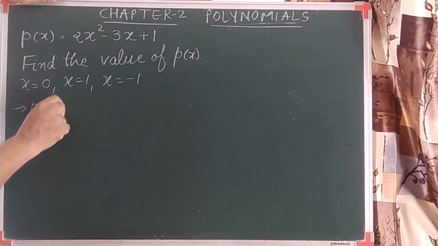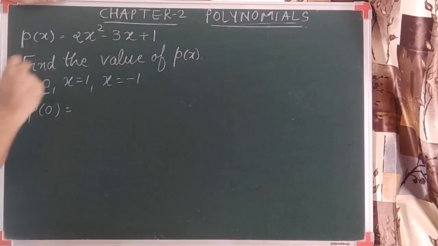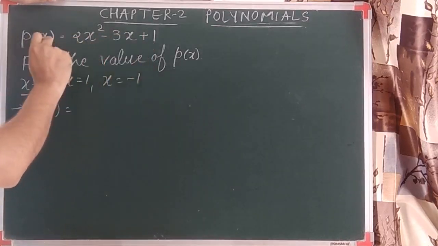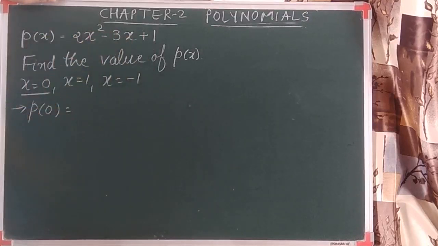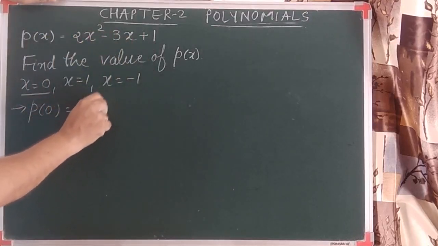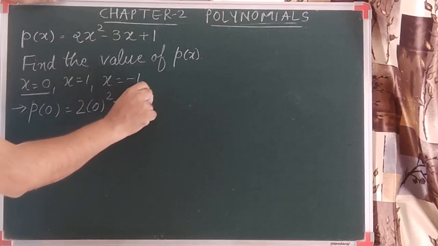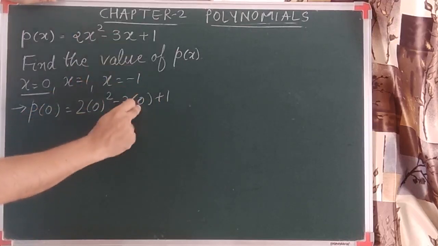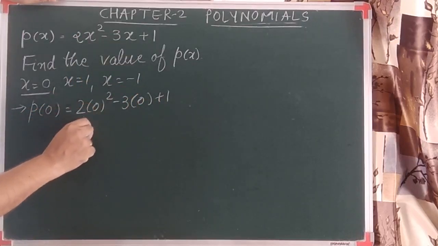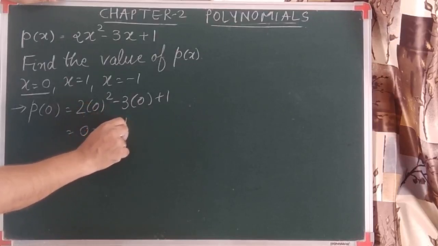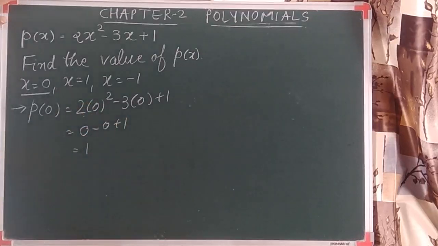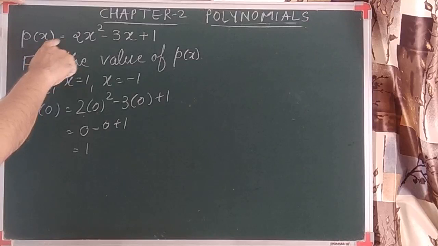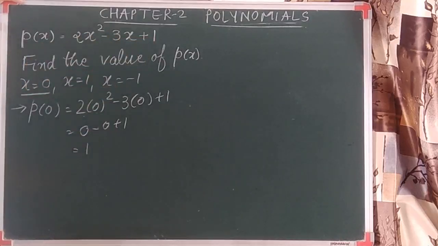Let us first substitute x is 0. So in this question, wherever the x is there in the polynomial, we have to substitute 0 for the same. So whenever we substitute x as 0, you can see x square at 0, 3x at 0. So 0 multiplied with any number is 0, 0 with 0 plus 1. So the answer comes 1. We should remember one thing: whenever the value of x is 0, our answer is always a constant number. So we can say when the x is 0, the value of this polynomial is 1.